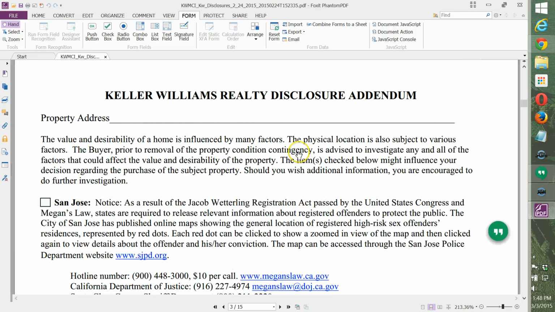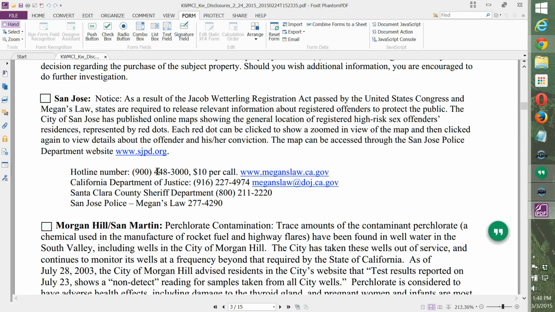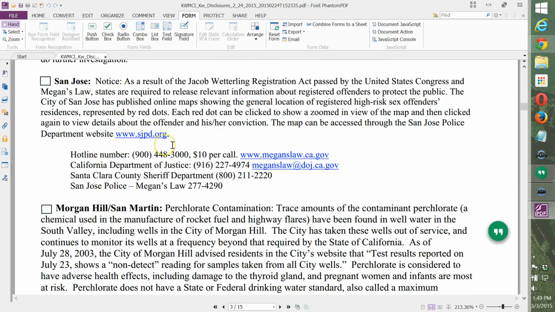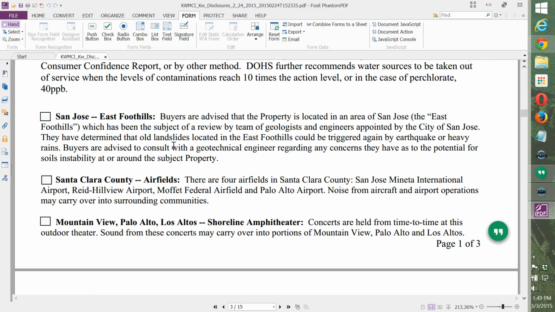This is the Keller Williams Realty Disclosure Addendum, and I have to drop in some more fields. It wasn't perfect, but anyhow, for the property address we can put little boxes. San Jose has the Jacob Wetterling Registration Act, and there's a hotline, Morgan Hill, San Martin. If you're not there, don't check it. East Foothills could be a tough place to be in an earthquake.